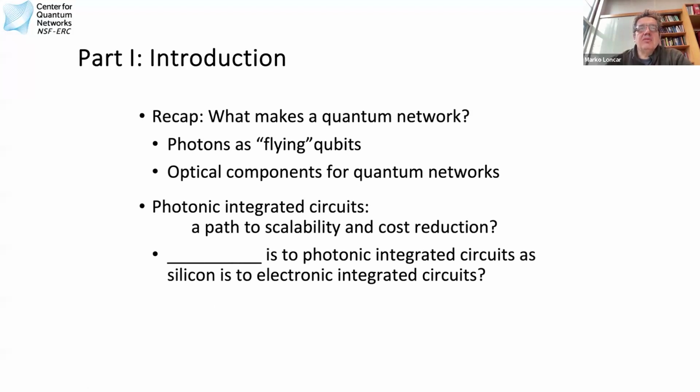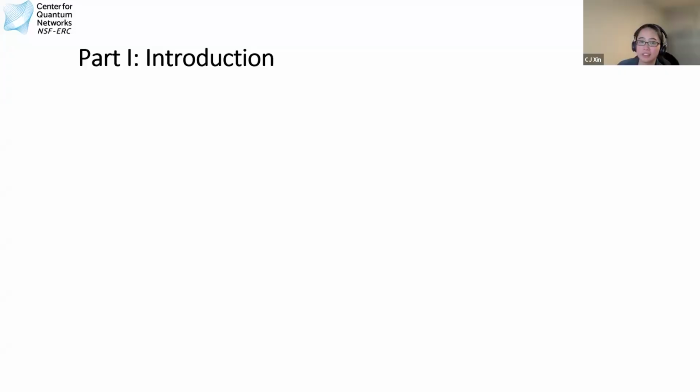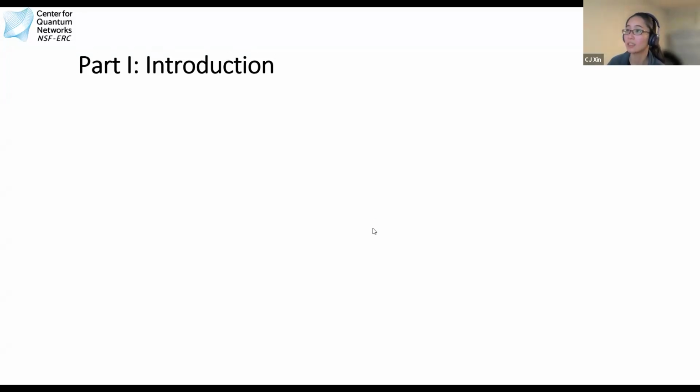In the introduction, maybe CJ can take some of these slides, and she'll talk a little bit about why photons are interesting as flying qubits. CJ, do you want to take this slide and the next few slides? I can, absolutely. I am ready. Advance it. Yep, go for it. I can advance it for you, and then you can take over later. Hello. Can you see my slides now? Okay. Yep. Okay. Give me a sec.